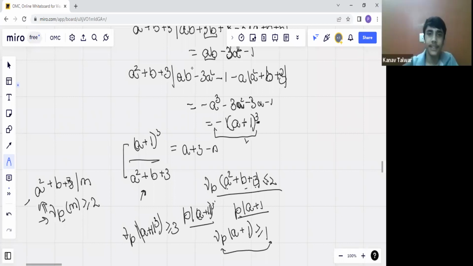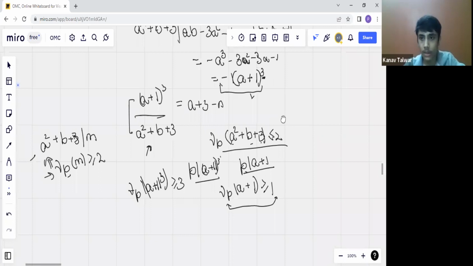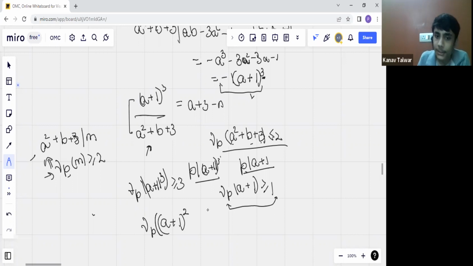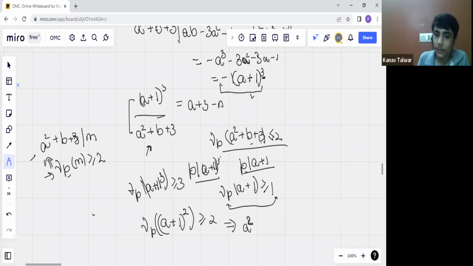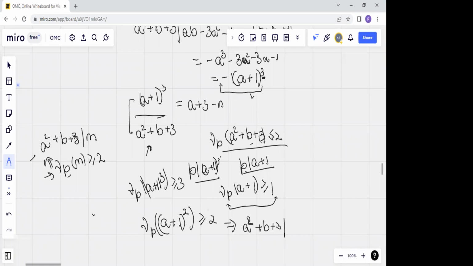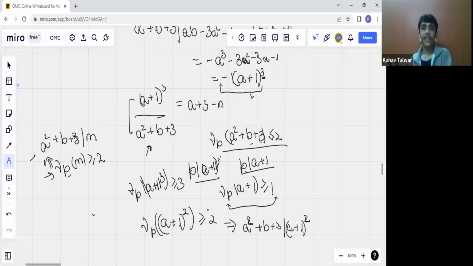Okay. Are there any questions? I'm assuming there are no questions. So I know that we had vp of a plus 1 is at least 1. So consider a plus 1 whole squared. Now vp of a plus 1 whole squared is at least 2. This implies that a square plus b plus 3 also divides a plus 1 whole square. So we strengthened it from dividing a cube to dividing a plus 1 whole square.